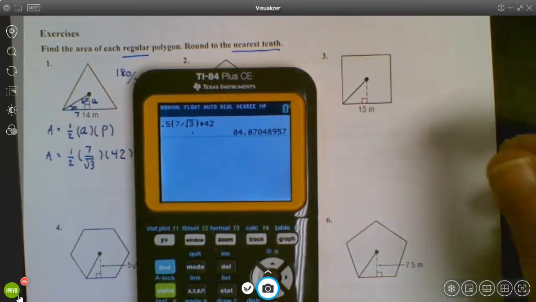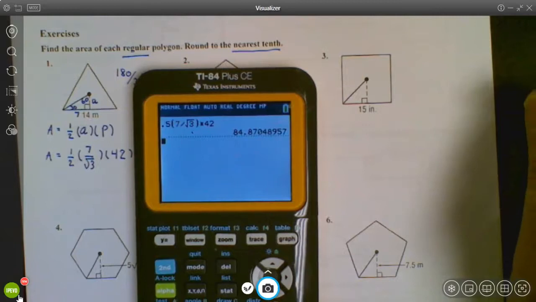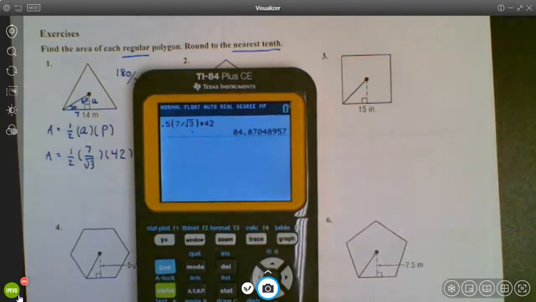And there we go. So that would be the area of that triangle. So about, if we go to the nearest tenth, 84.9. Be careful on your rounding.